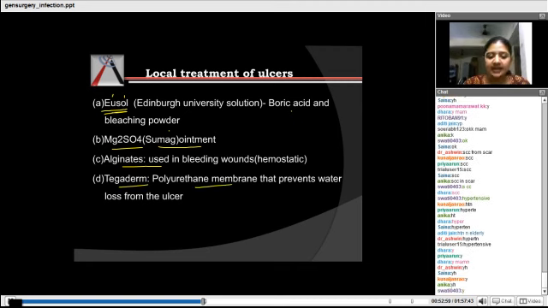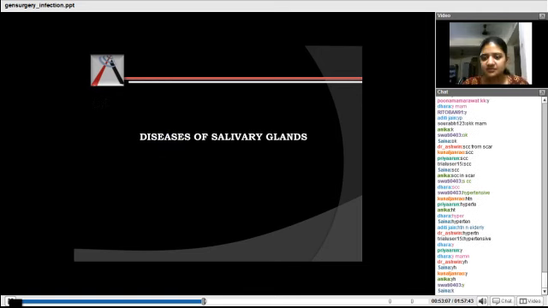Okay. Then there is Tegaderm, which is polyurethane membrane, so it prevents water loss from the ulcer. This is a local treatment. Of course, there can be antibiotics if it is infection.